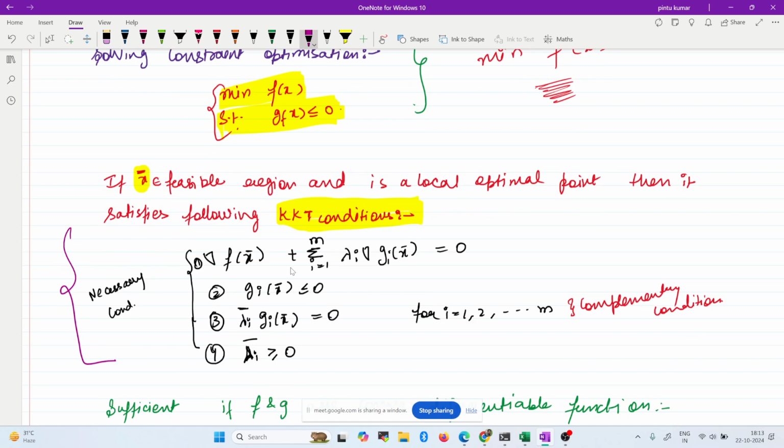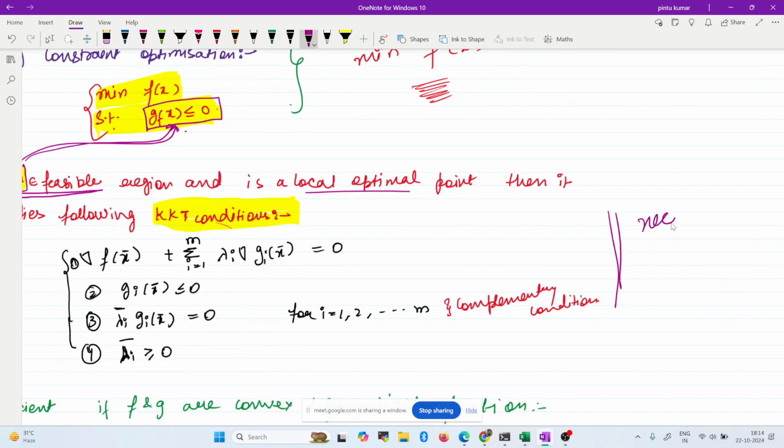So what is the statement of these KKT conditions? The first thing you assume is that x dash is a feasible solution. You can only check this for a feasible point, that is, x dash satisfies these constraints. We will include that in the KKT conditions, but just to give you an intuition, we are doing these things only for feasible points. So if a feasible point is a local optimal point, then it will satisfy these KKT conditions. These are your necessary conditions.